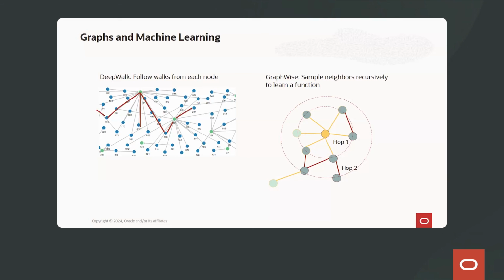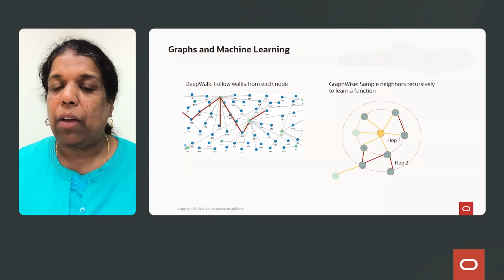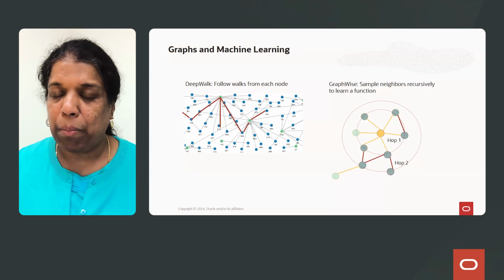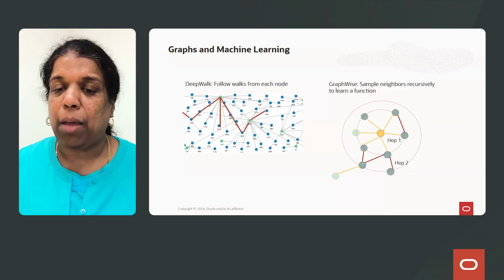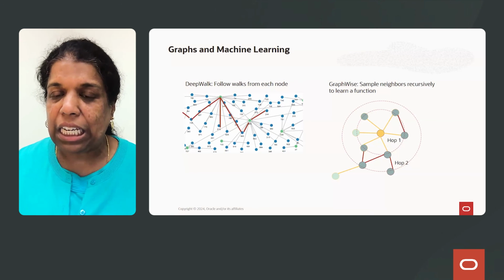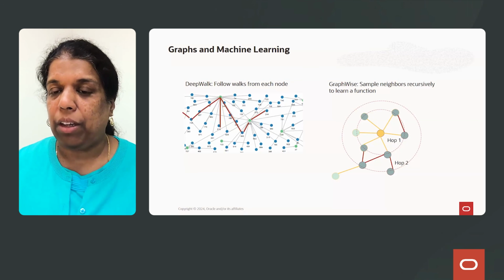And GraphWise, based on the GraphSAGE algorithm, allows you to learn a function. So it's like a graph convolutional neural network, allows you to learn a function by looking at nodes that are one hop away and sampling data from there, and then sampling data from nodes that are two hops away and so on, and then aggregating information across these different layers.